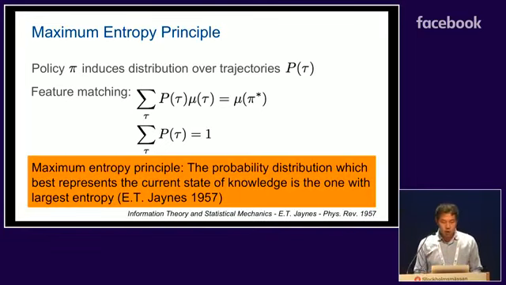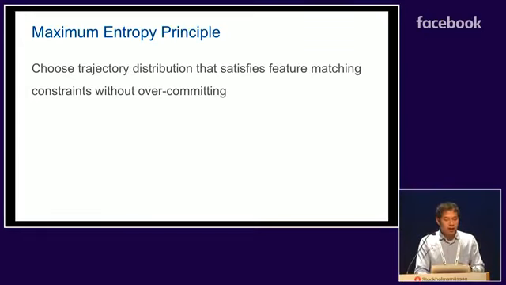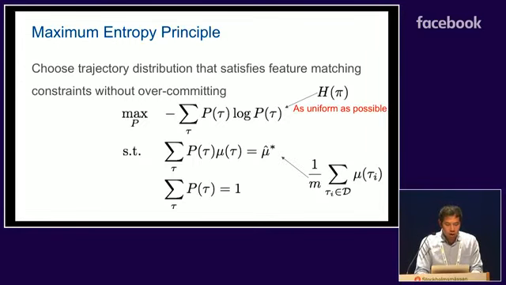The maximum entropy principle, as discussed by Jaynes in 1957, states that we should choose the one with the largest entropy. To state it another way, we should pick the one that explains the data without overcommitting. So we could essentially express this principle as a constrained optimization problem, where the first constraint in practice is just an empirical average of the expert feature coming from the demonstrations, right? Because we don't have access to the true expert feature mu star.